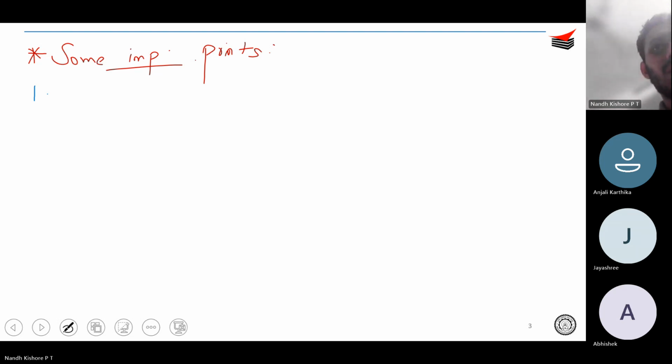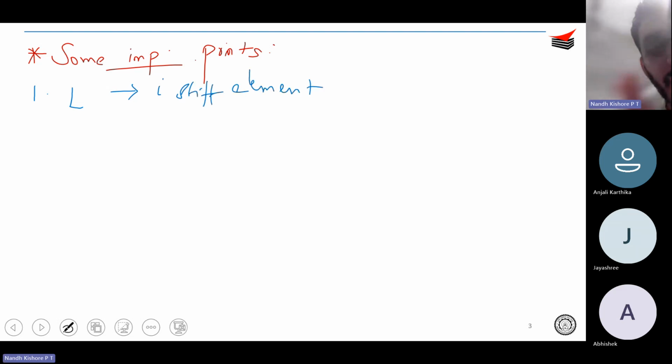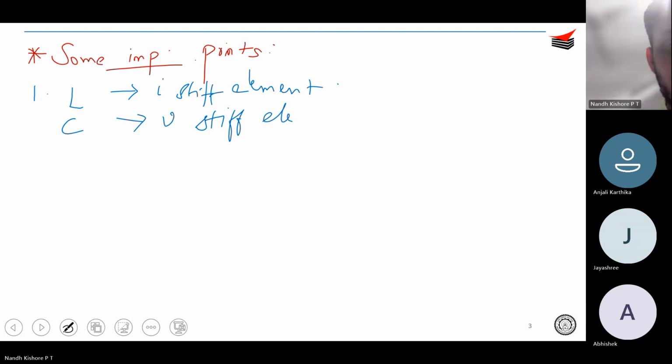Some things you might have to remember is that an L is a current stiff element, right? It never allows a sudden change in current. And similarly, C is a voltage stiff element. It never allows a sudden change in voltage.